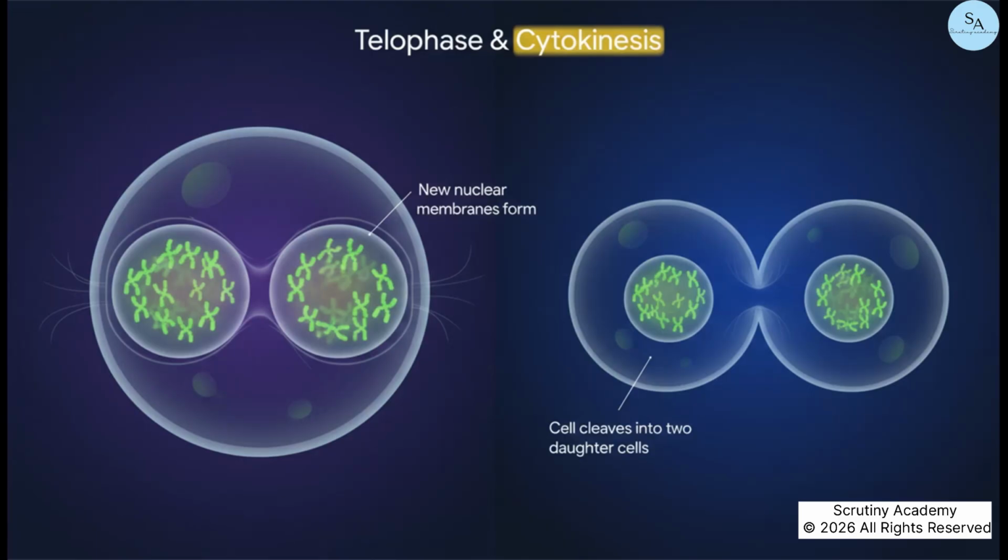A new nuclear membrane forms around each group of chromosomes at the poles. And then, in a final step called cytokinesis, the rest of the cell, the cytoplasm, literally pinches in the middle and splits in two. And the result? Two brand new daughter cells, each one a perfect clone of the original.